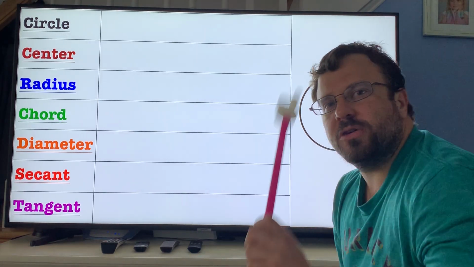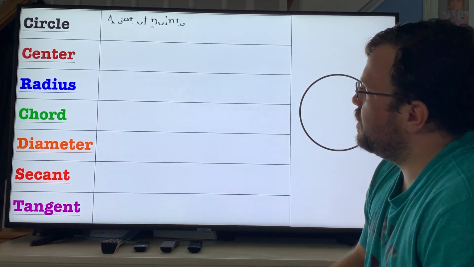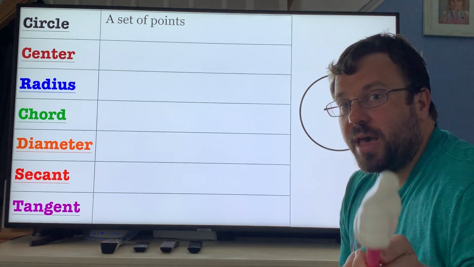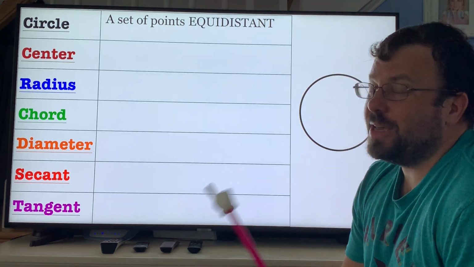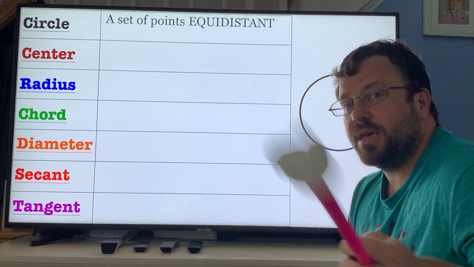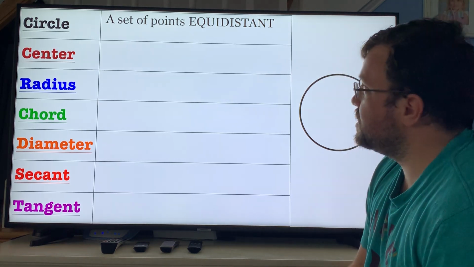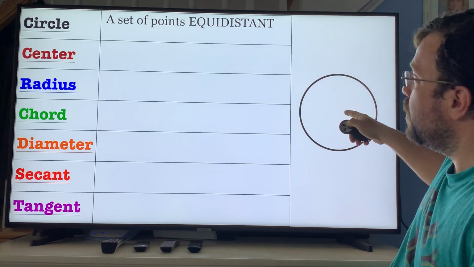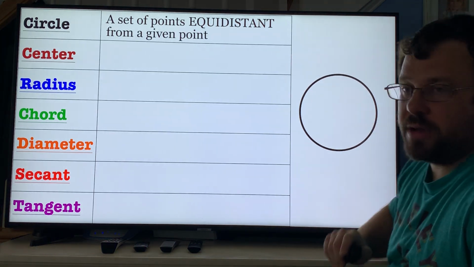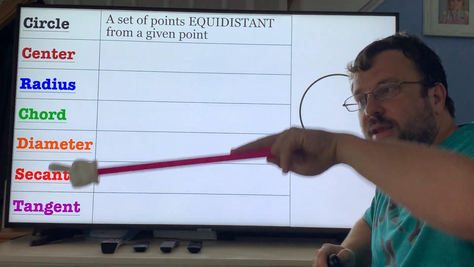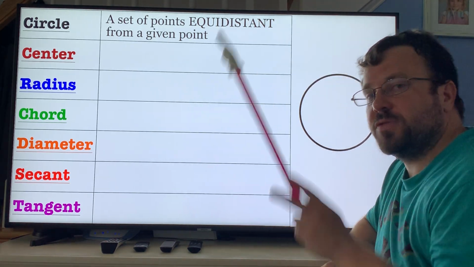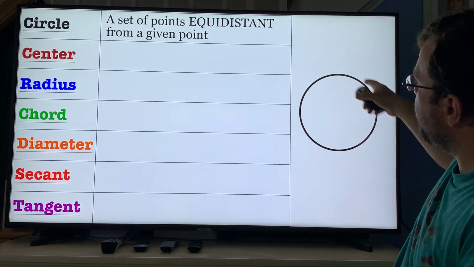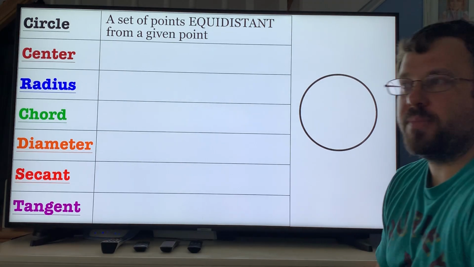So first off, what is a circle? Hopefully you said it's a set of points that is equidistant. Equidistant means the same distance. So it's a set of points the same distance from where? From one point, from a given point. So you have one point, and then every other point is the same exact distance from that point. These are just an infinite number of points right here that make up an enclosed circle.